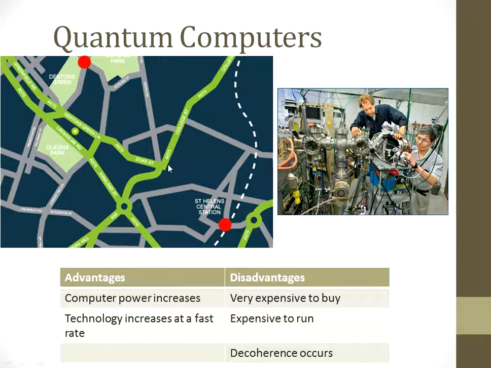But let's say we added a road from here to here. A normal computer would have to work out the whole thing again. A quantum computer would use another quicker algorithm, and it would be able to use that rather efficiently.